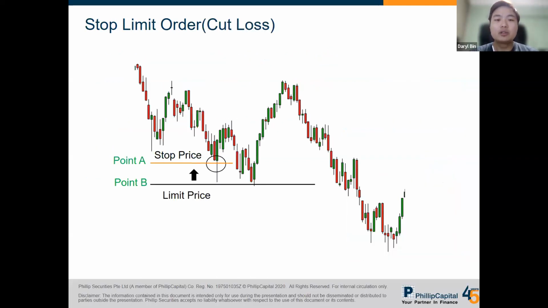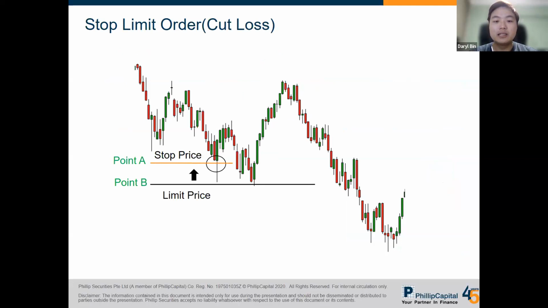So how can you use a stop limit order? Let's say you're already in a position and you want to cut loss if the market goes against you. What you can do is use a stop limit order for your stop loss. Point A is our stop price and point B is our limit price. Once the stop price hits, the stop limit order becomes a limit order to buy or sell at the limit price or better.